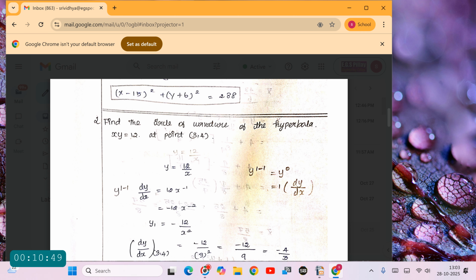The second problem is also under the circle of curvature, for the hyperbola.